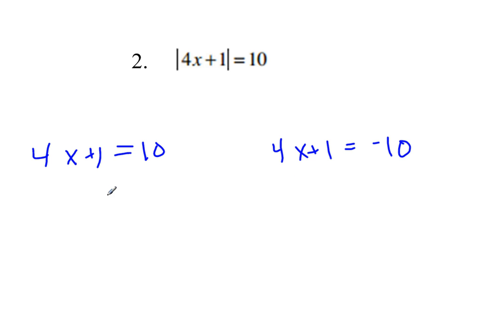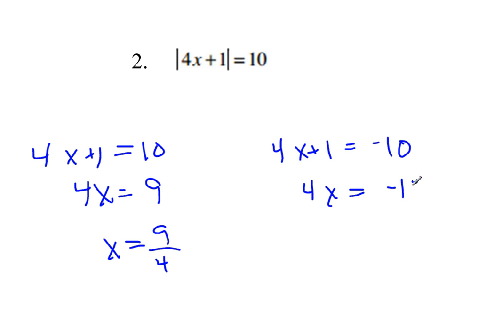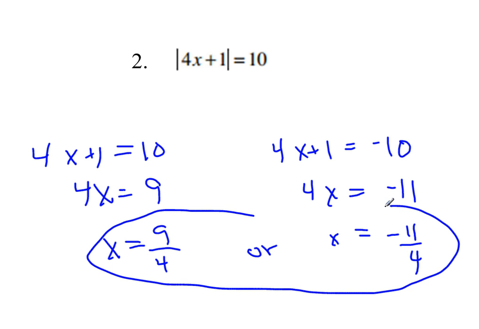Solve both these problems. So here I'm going to go 4x equals 9 because I'm subtracting 1. So I get x equals 9/4. We're going to divide both sides by 4. And here I have 4x equals -11. Subtracting 1. Divide both sides by 4. I get -11/4. Put the word or between. Circle both answers. And everybody's happy.